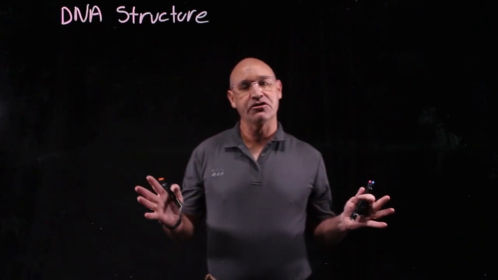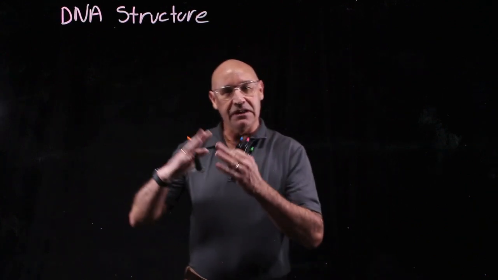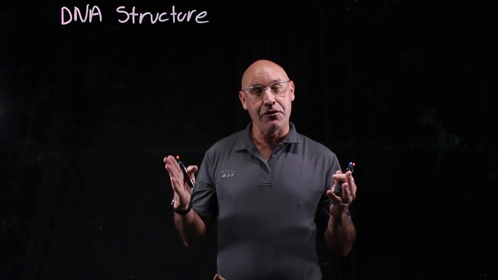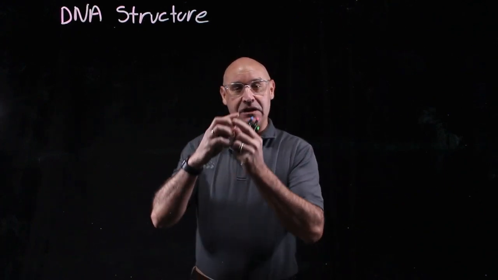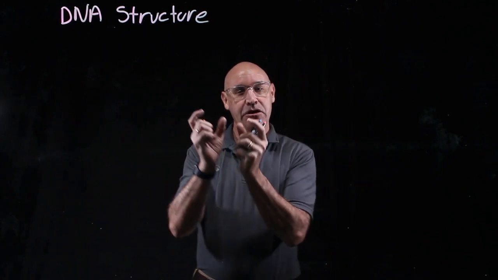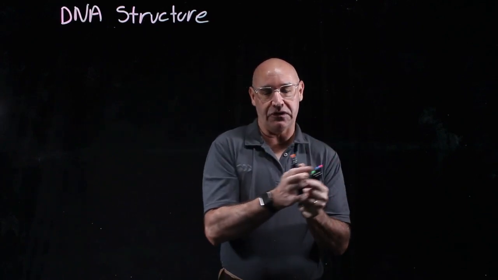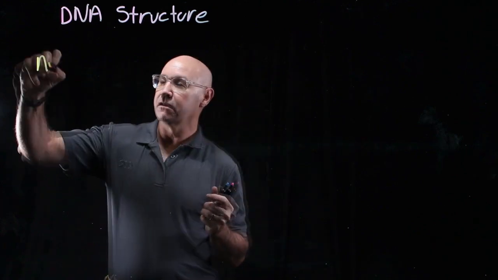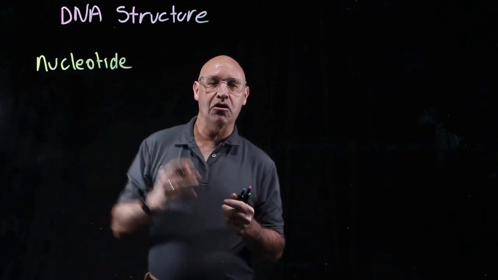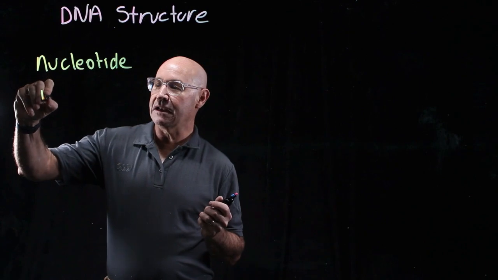So let's talk about the structure of DNA. DNA is a macromolecule or a polymer. That means it's a very large molecule made of smaller subunits. The subunit is called a nucleotide, and that's what we call the monomer. Mono meaning one.